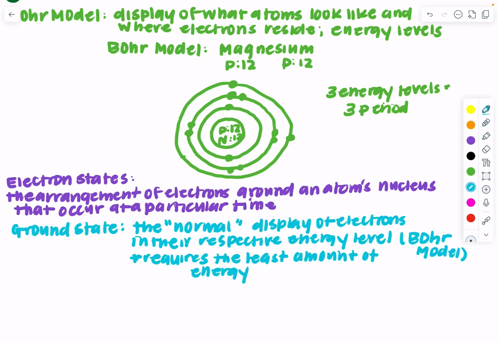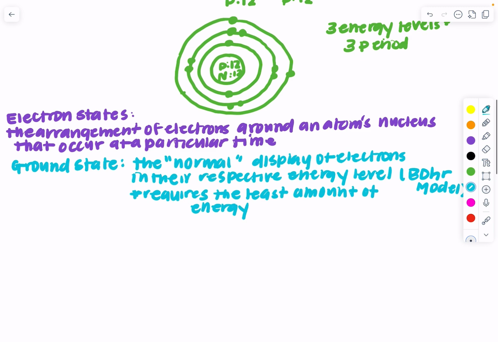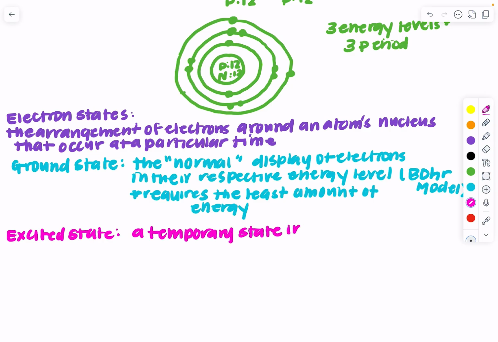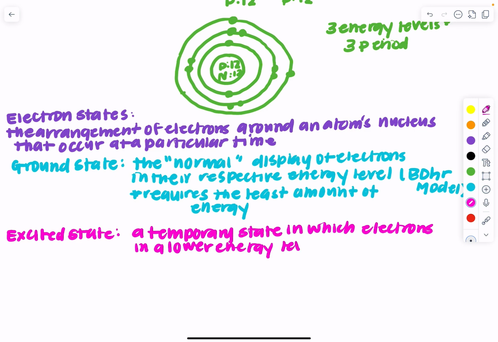We've talked a little bit about movement between energy levels, and when this happens, we have something called the excited state. The excited state is a temporary state in which electrons in a lower energy level can move to a higher energy level.